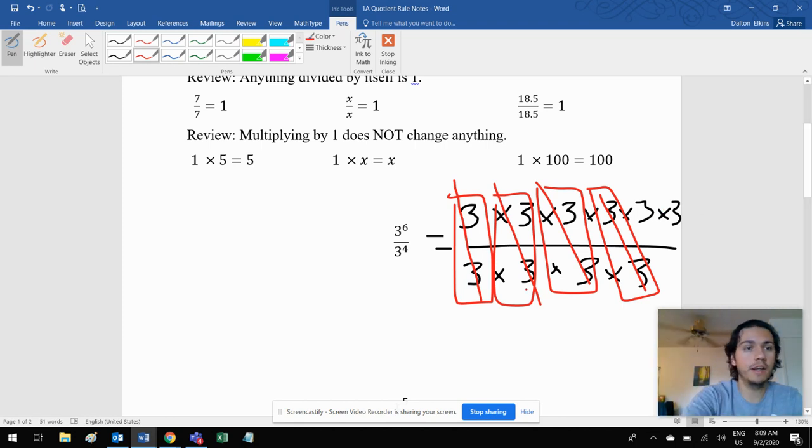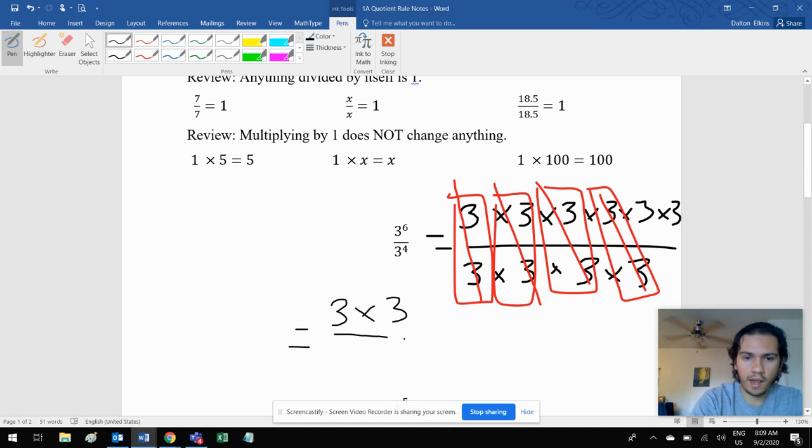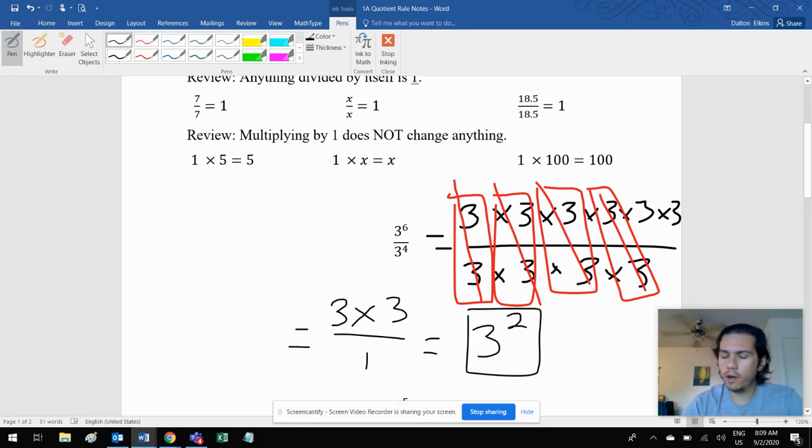so I can't divide. I'm actually no longer dividing. So what I'm left with is 3 times 3, actually over 1. Like I said, this all becomes 1. I could write times 1 in the numerator, but again, multiplying by 1 doesn't change anything. So here I have 3 times 3, which is 3 to the power 2. And that's our answer.